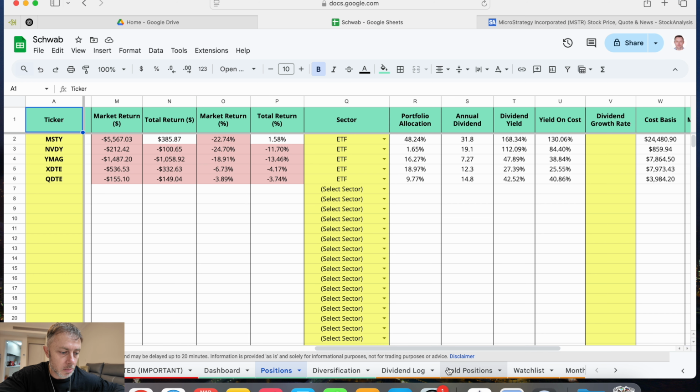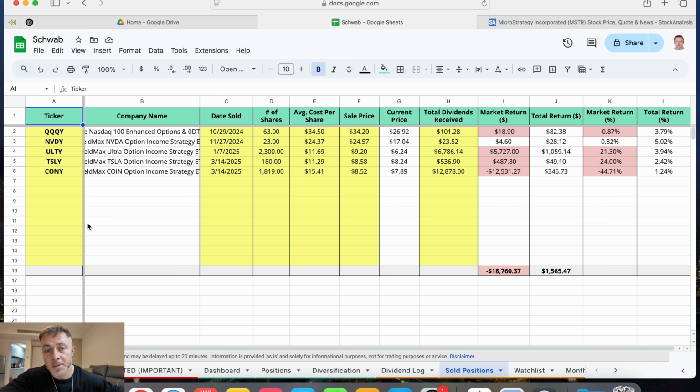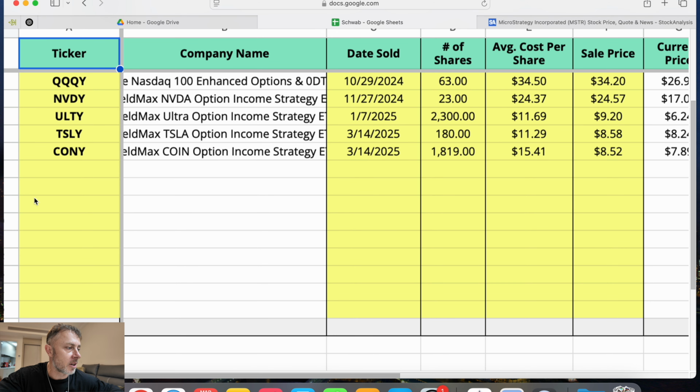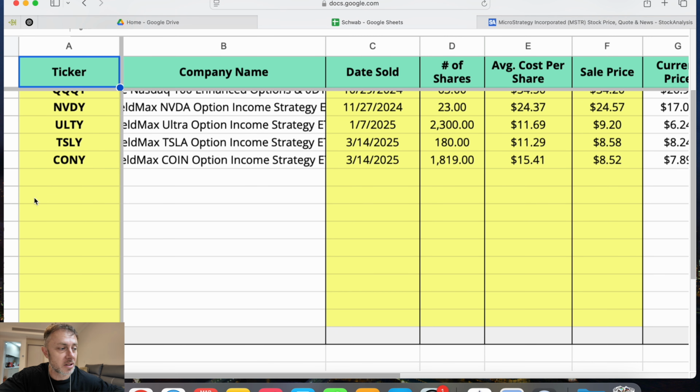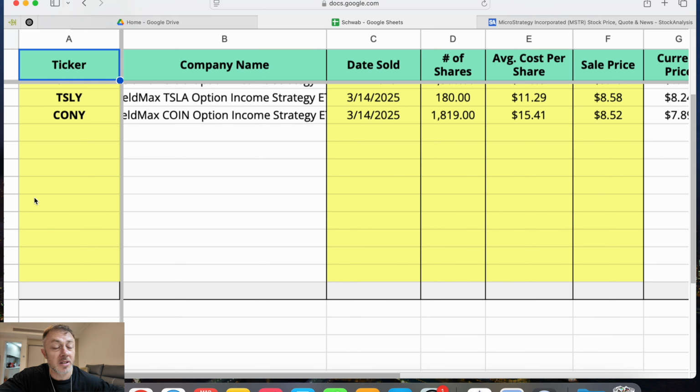Let me see, sold positions. So here's where I'll keep track of all the sales, okay? The last two that I just sold, which I just told you about, see, you've seen these other ones I sold before. I had NVIDIA and sold it before. But anyway, these are the two I want to focus on because these are the ones I just sold, Tesla and Coney. You can see right here the date I sold them was March the 14th. Look, Tesla, I sold 180 shares, and Coney, I sold 1,819 shares. The average cost on Tesla was $11.29, and you can see I sold it for only $8.58. So you're probably thinking, how did you make profit? I'll show you in a minute.